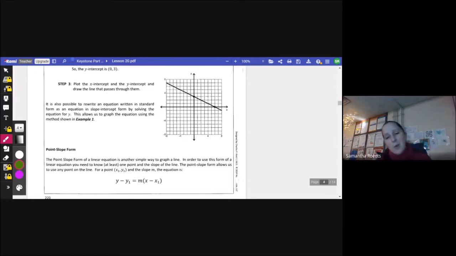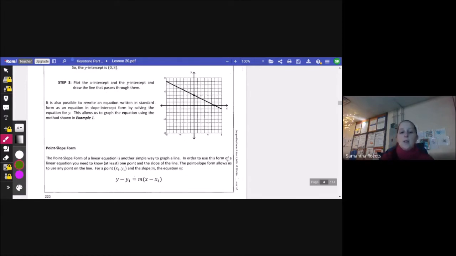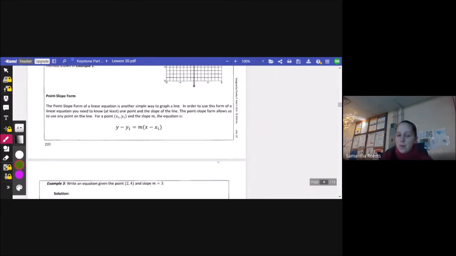Then you have point-slope form. The point-slope form of a linear equation is another simple way to graph a line. In order to use this form, you need to know at least one point and the slope. The point-slope form allows us to use any point on the line. For a point (x1, y1) and the slope m, the equation is y minus y1 equals m times (x minus x1).